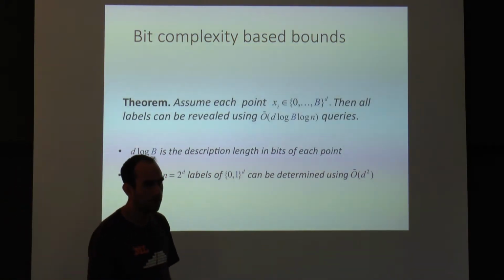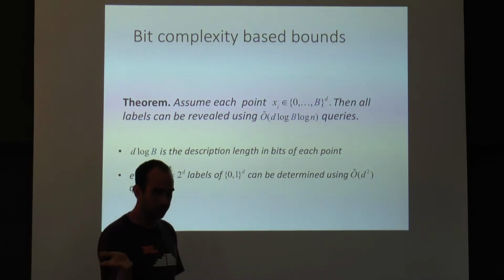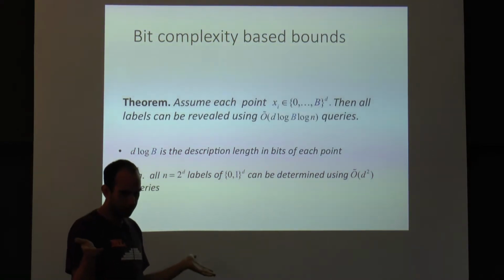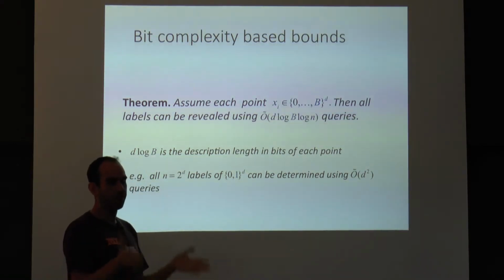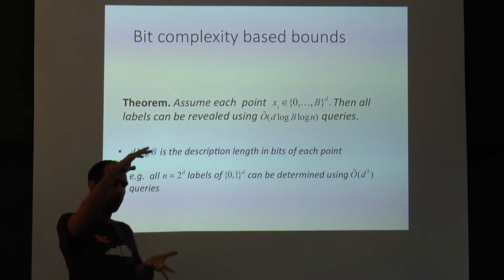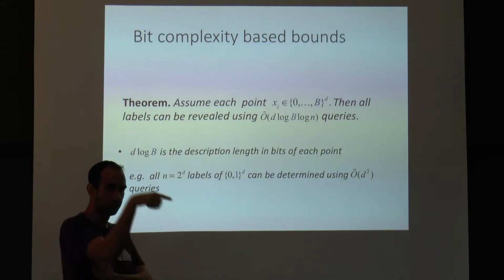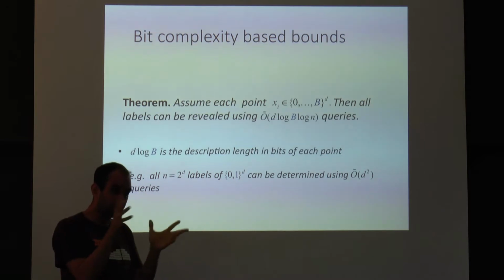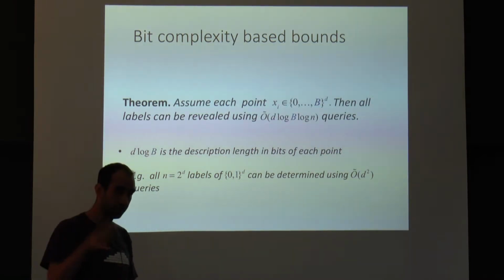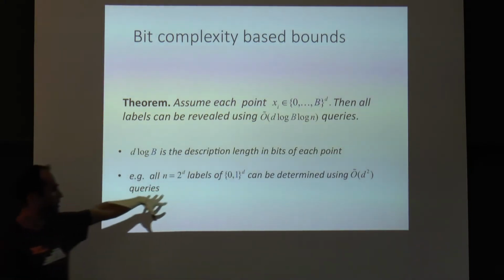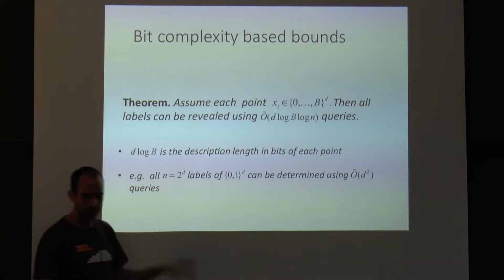Why is this tight? Because each query is a yes/no question. How many partitions of 0, 1 to the d do you have by hyperplanes, by linear functions? You have 2 to the d squared, 2 to the d to the d, right? If you have n points in Rd, you have n to the d partitions. And so it's just the information theoretical lower bound. Okay, so that's just an example of why it's non-trivial.